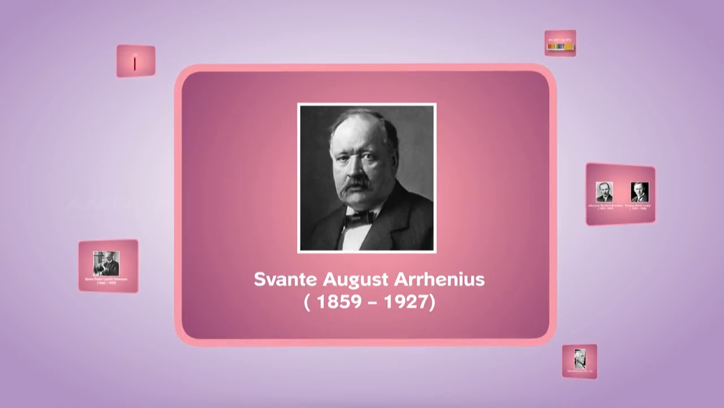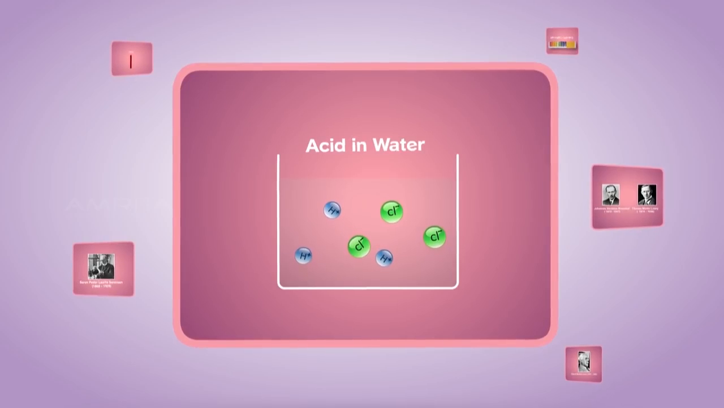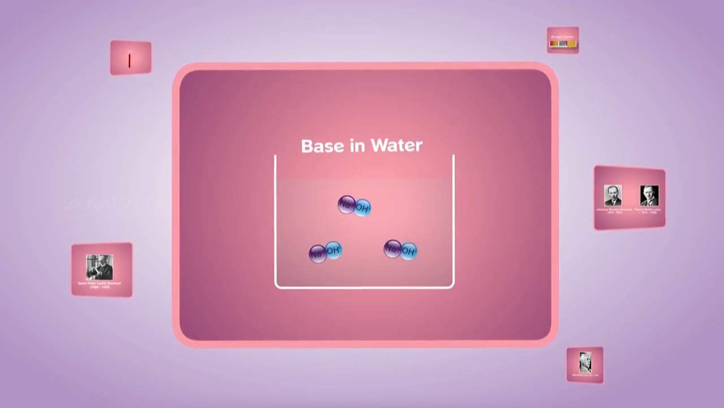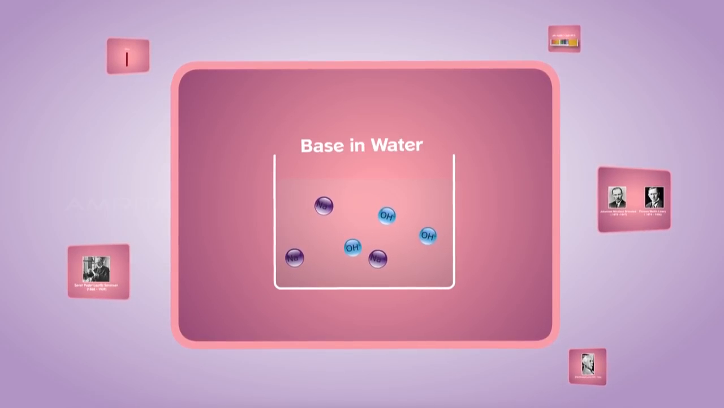Things to remember. Svante August Arrhenius proposed the theory that acids are substances which release H+ ions in aqueous solution, and bases are substances which release OH- ions in aqueous solution.